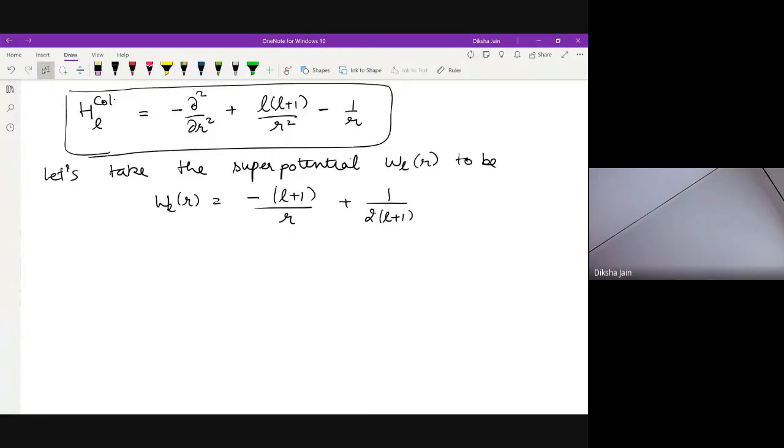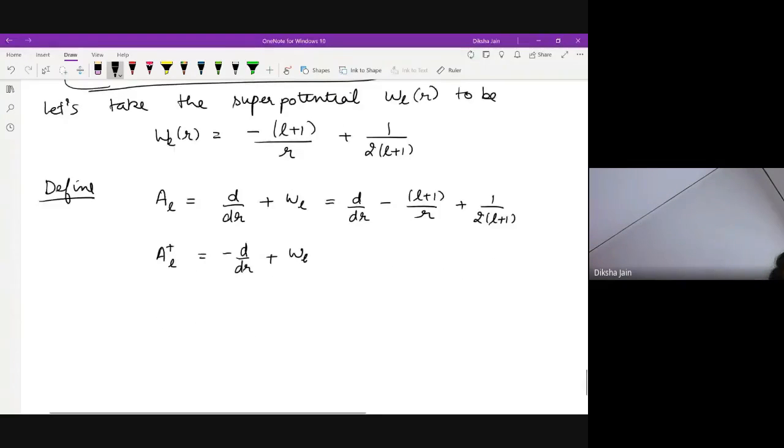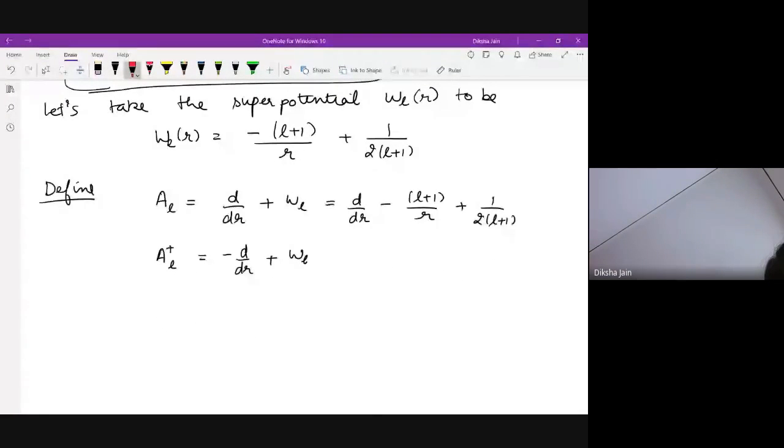Okay, and now we can define A L to be d by dr plus W of L, which is basically d by dr minus L plus 1 over r plus 1 over 2 L plus 1, and A dagger of L is minus d by dr plus W of L. Then you can do this exercise. Okay, so I'll ask you to check this.